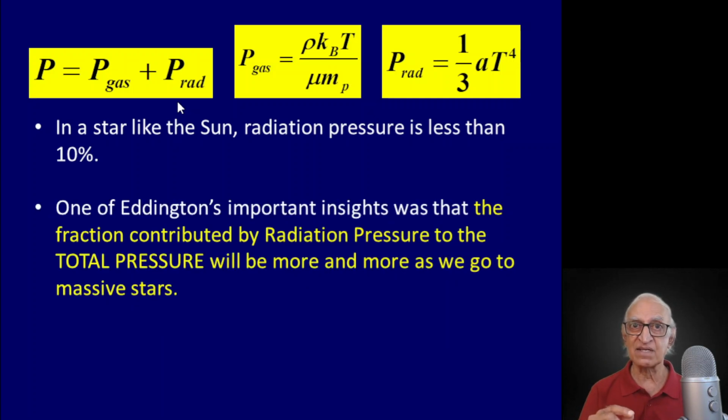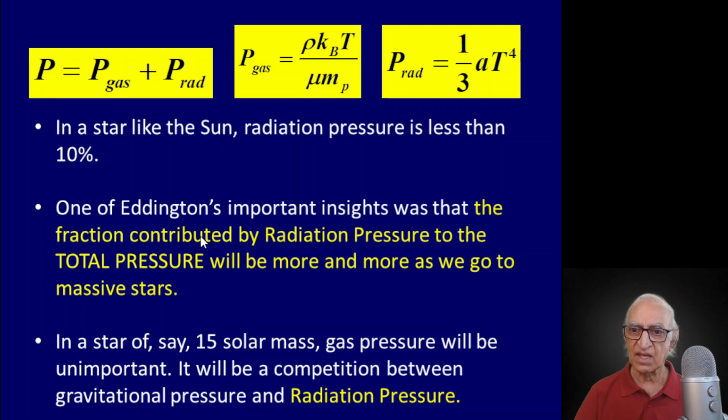But as I said in the third lecture, one of Eddington's important insights was that the fraction contributed by radiation pressure to the total pressure will be more and more significant as we go to more massive stars. In other words, as we go to more massive stars, radiation pressure becomes more and more of a contributor, till finally in very massive stars, radiation pressure is far more important than gas pressure, exactly the opposite of what obtains in a star like the Sun. In a star of say 15 or 20 solar mass, gas pressure will be extremely unimportant. So it will be a competition between gravitational pressure and radiation pressure.